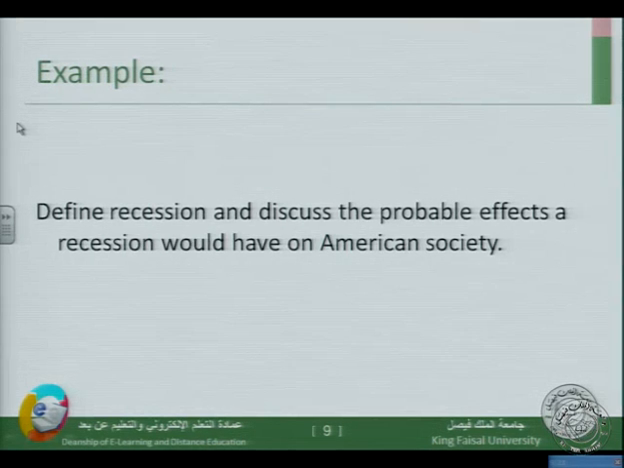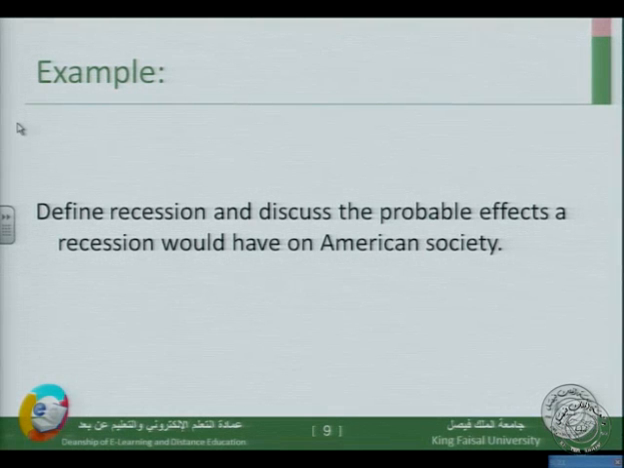For example, someone gives you a prompt like: define recession and discuss the probable effects a recession would have in American society. Do you know what a recession is? A recession is an economic term, meaning economic stagnation. So this is an example. Define the recession and discuss the probable effects or results a recession would have in American society. This is one of the examples that you can write about in a cause and effect essay. You need first to define what a recession is, why it happens, and what the results of this recession are.